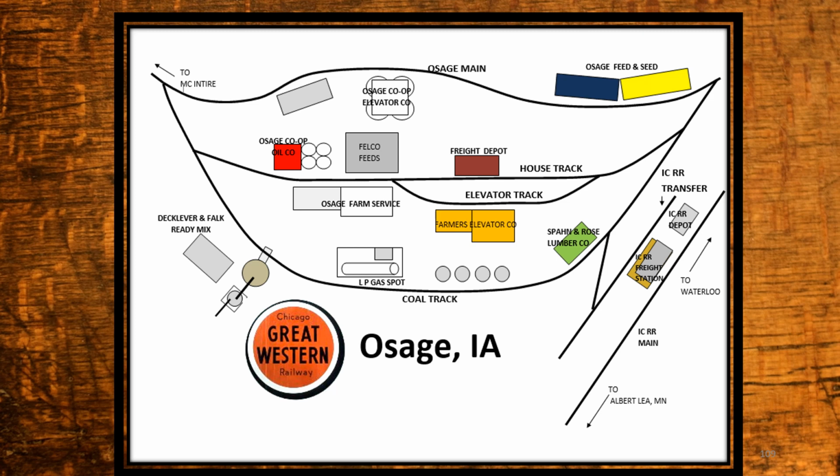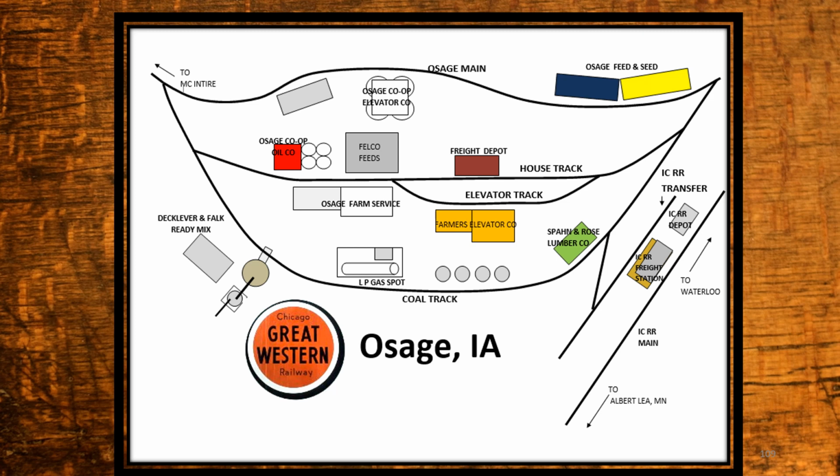This yard stub ended. If you see off to the top right there, Osage feed and seed, where those two tracks come together, it only went maybe another 10 cars or so before it stub ended. So a lot of times they would have to run in here and cut their train off and run around and do the switching from the north.